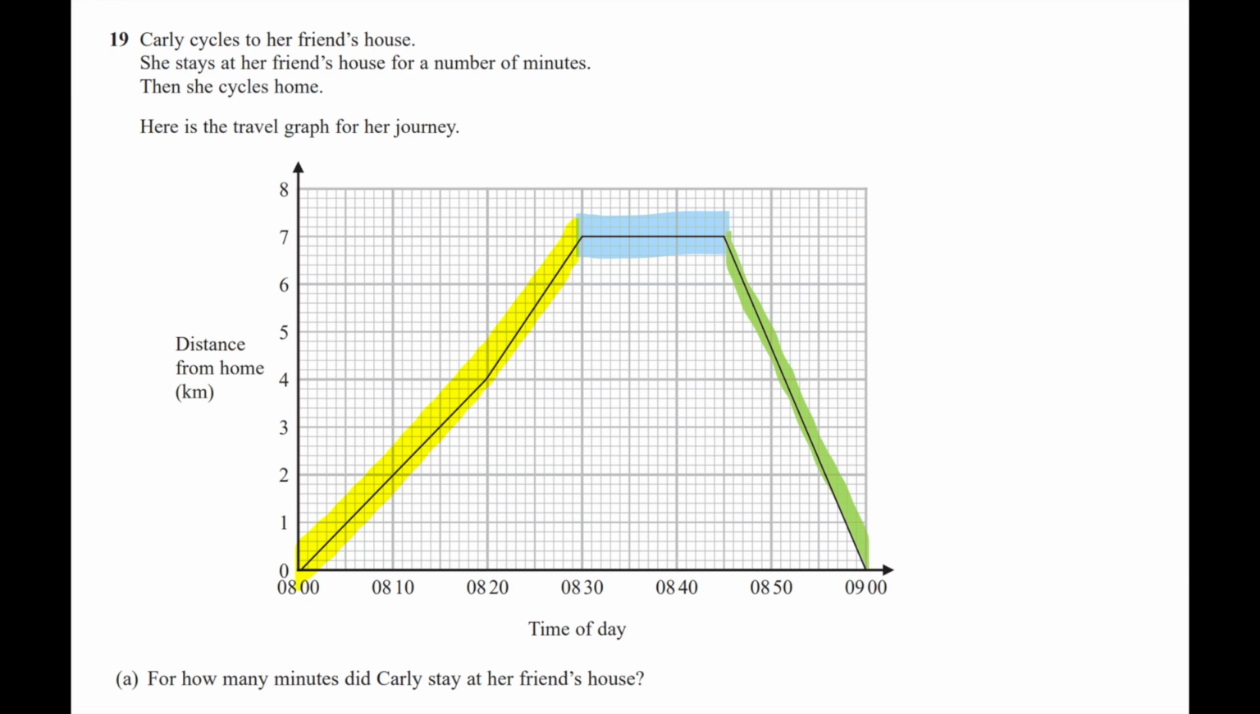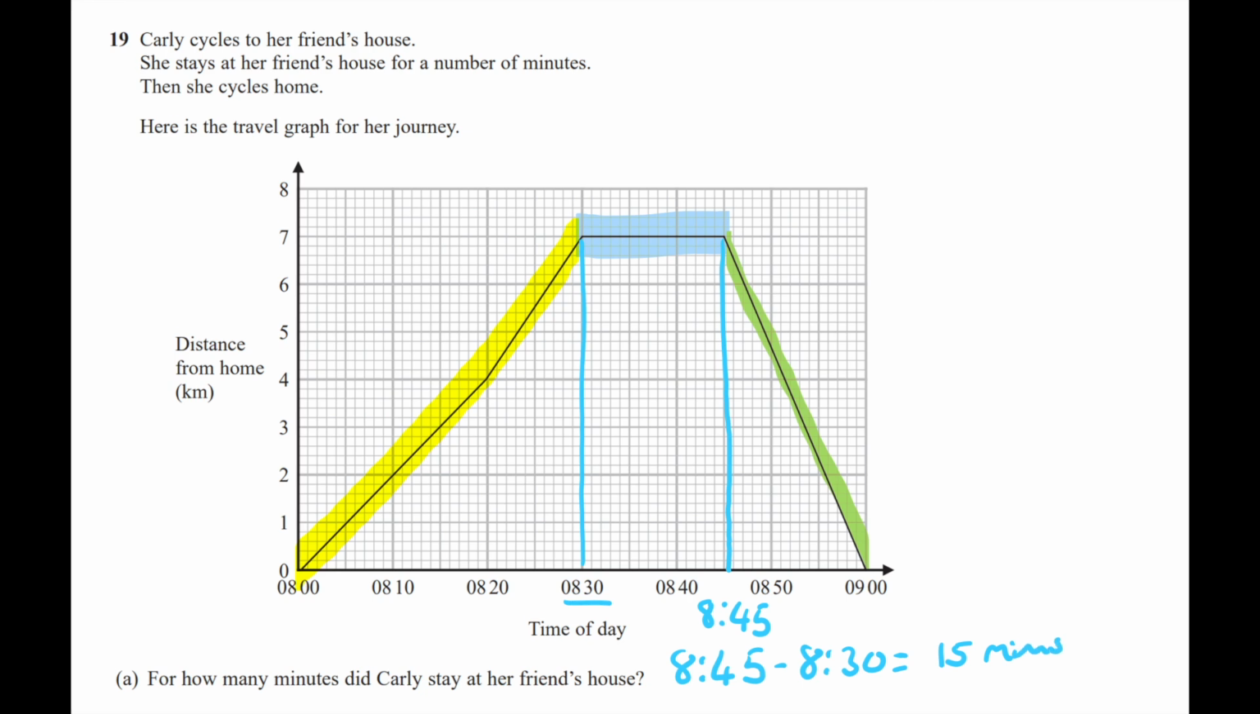We're then looking for how long she stayed at her friend's house, and that is the blue bit, which I've done at the top. So she gets to the friend's house at 8:30. She then leaves her friend's house here, which is halfway between, so 8:45. We're looking for how long she stays there, so it's 8:45 minus when she got there, which was 8:30, which gives you 15 minutes.